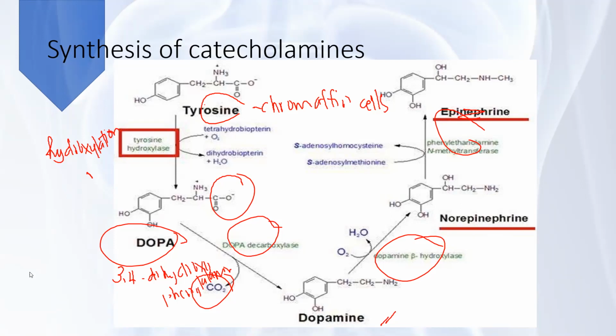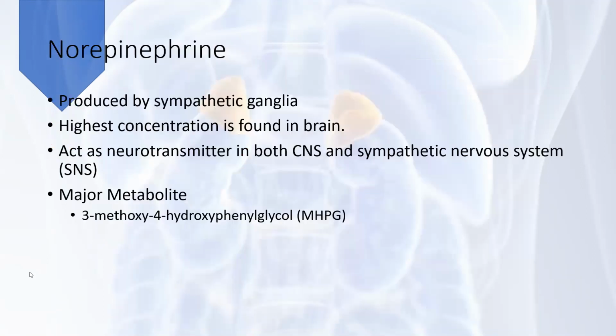okay? Sino ba yung norepinephrine na 'yan? Norepinephrine is produced by the sympathetic ganglia, and the highest concentration is found in the brain, and it acts as a neurotransmitter in both the CNS and our sympathetic nervous system. The major metabolite of norepinephrine is 3-methoxy-4-hydroxyphenylglycol, or MHPG.